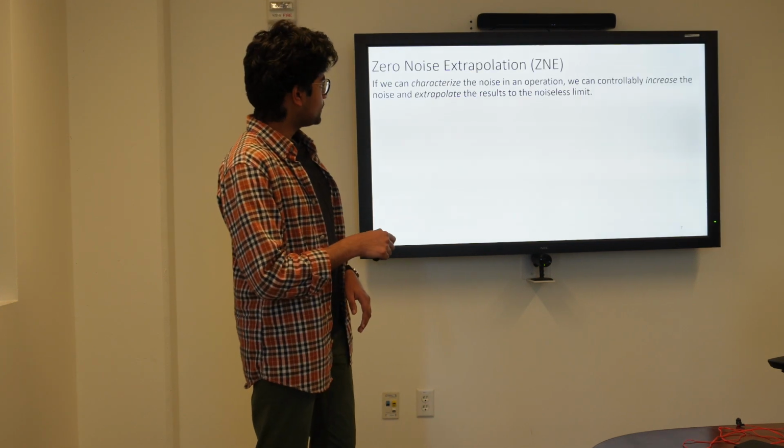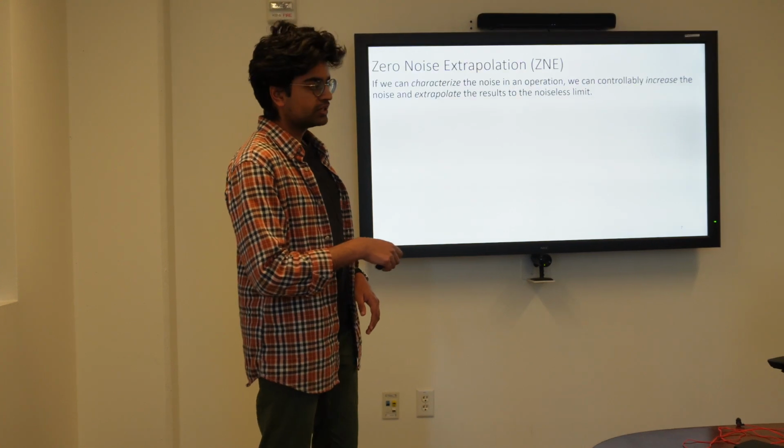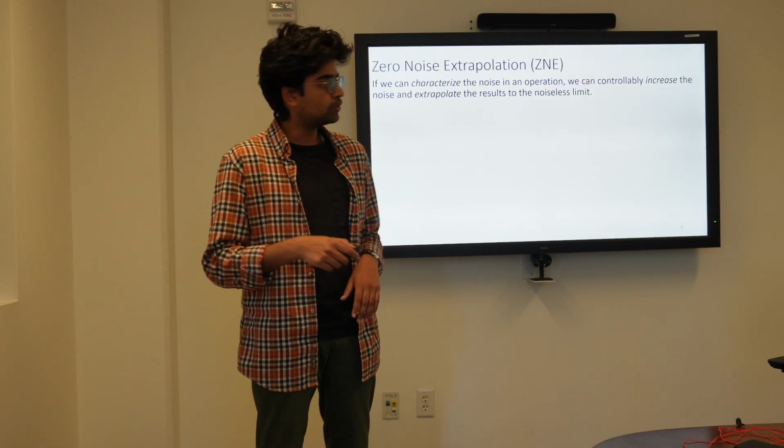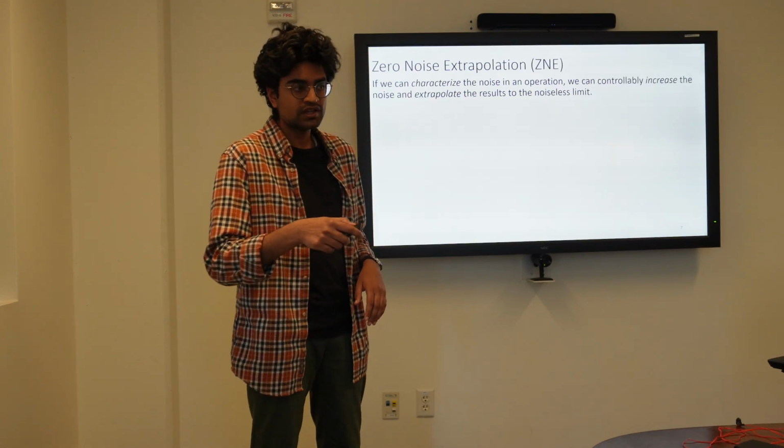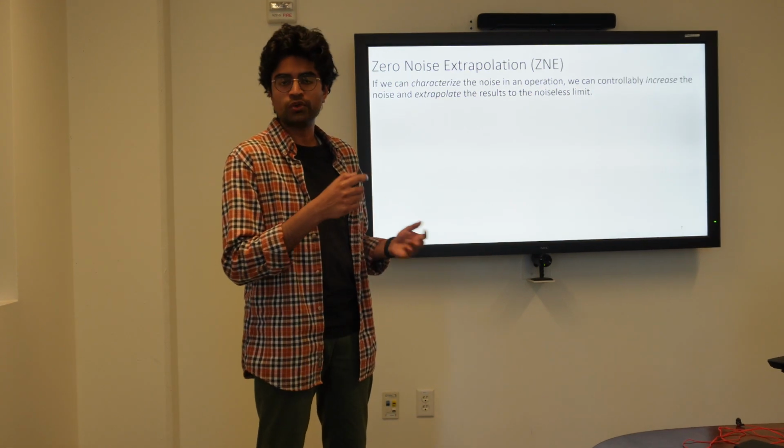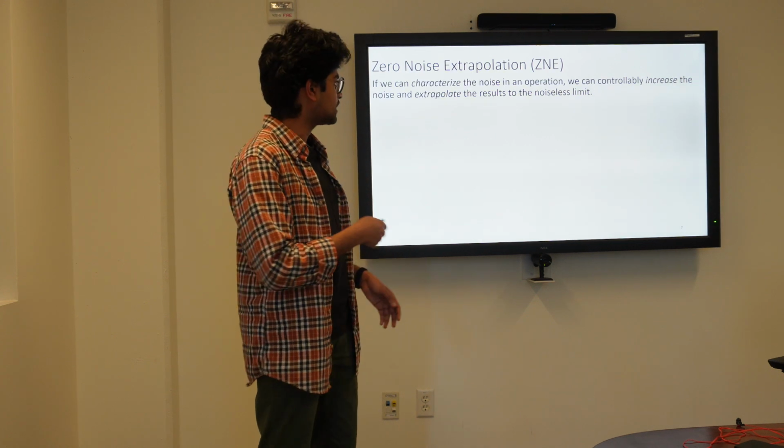The general idea is that if we can characterize the noise in operation, meaning if we can understand the noise on a quantum computer, we can controllably increase the noise, so make the noise worse, but then extrapolate backwards to the noiseless limit. So let's give an example of this.